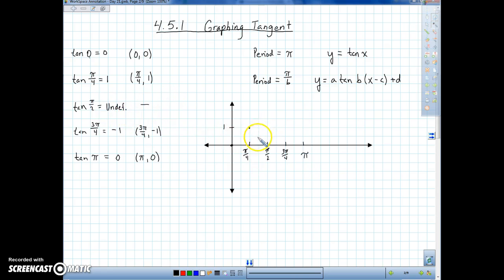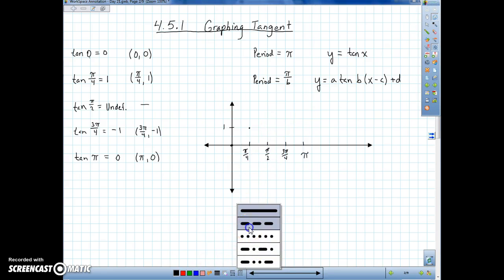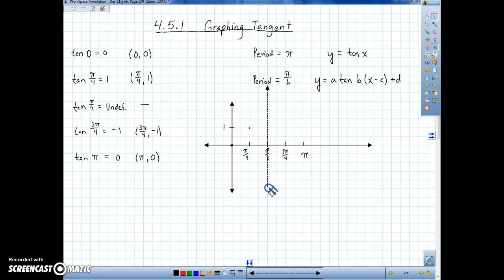Now what does that look like in a graph? Basically undefined means that there is no input that I can plot at pi over 2. So to denote all of the points that cannot exist, we are actually going to draw an asymptote. The asymptote will be placed right on top of pi over 2. Because we can't plug in pi over 2, we get an undefined answer if we try to.